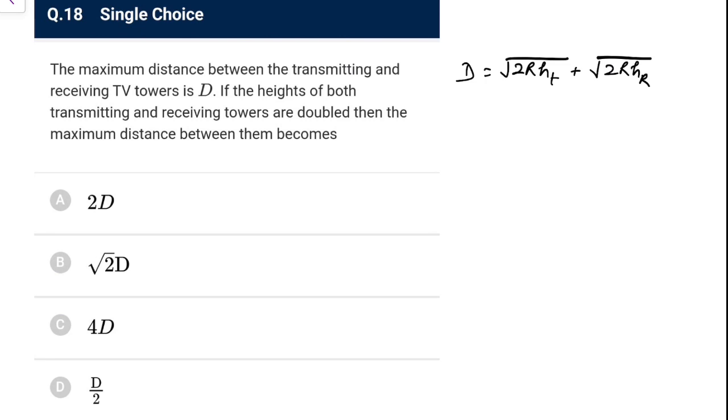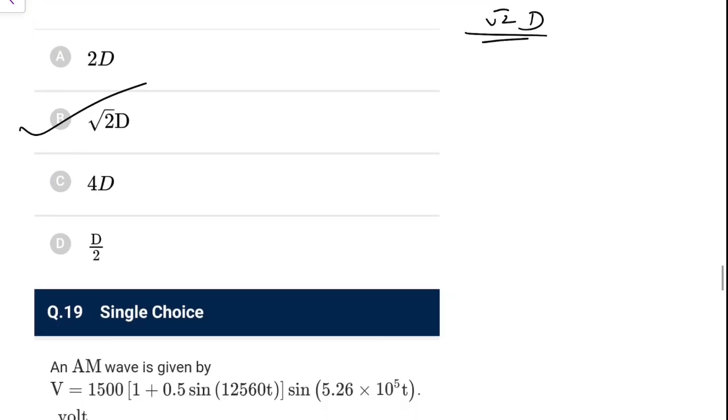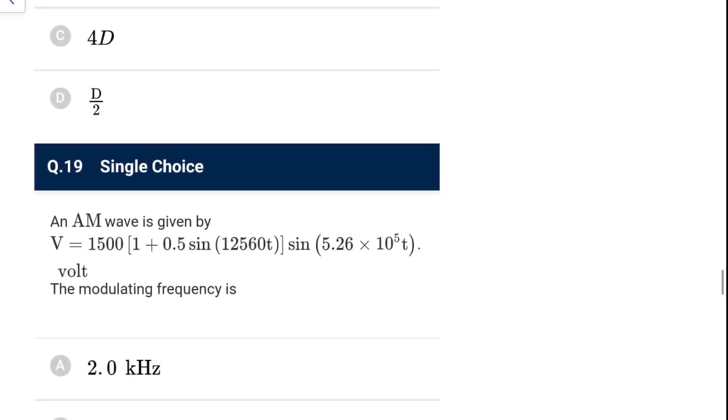Now what it's saying is both towers are doubled, so this factor and this factor both will get root 2 times, so overall D will become root 2 times if both are doubled. So go for option B. Both the things, A and B, become root 2 times, so the sum will also become root 2 times. Don't take 2 times, it would be root 2 times.